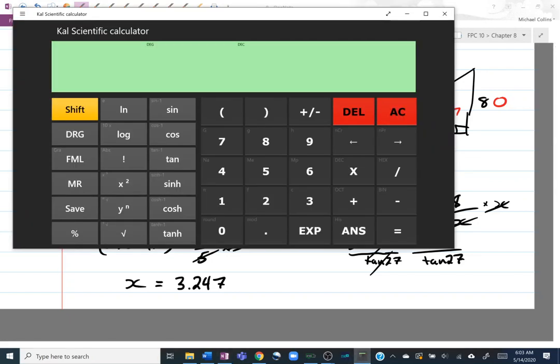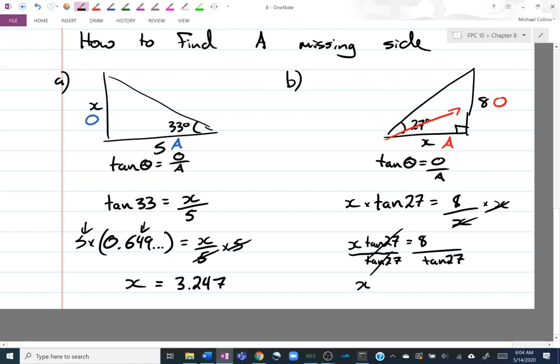I'm going to go into my calculator. I'm going to do 8 divided by, I just did it so I could do answer again if I wanted. 8 divided by answer is 15.7, and that would be the length of side x.